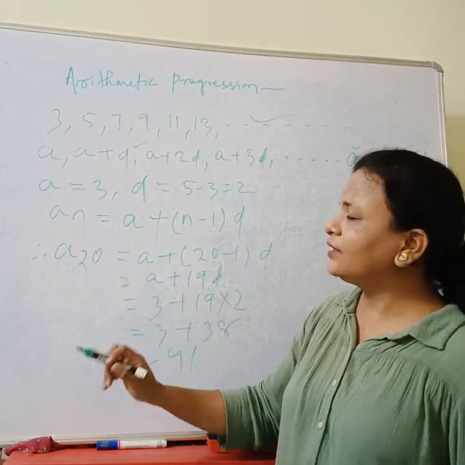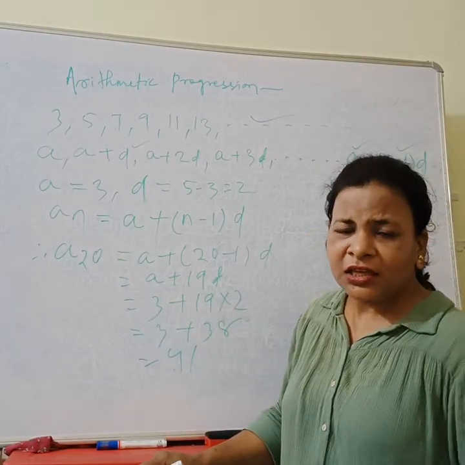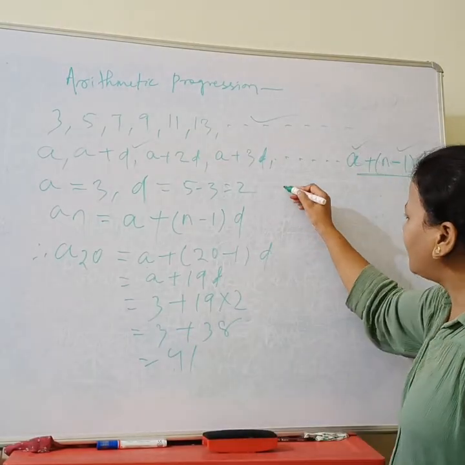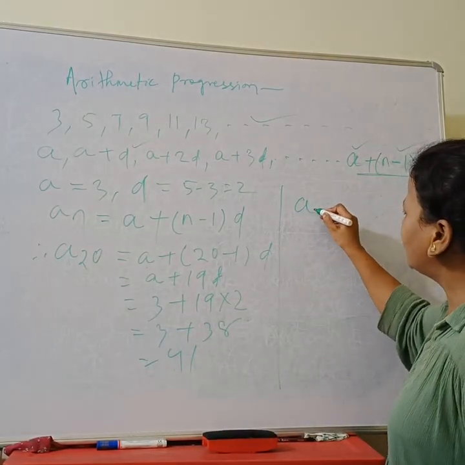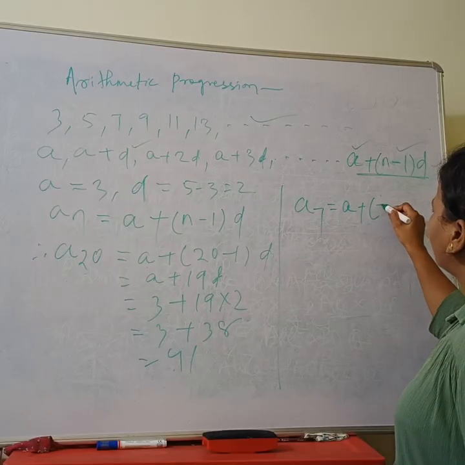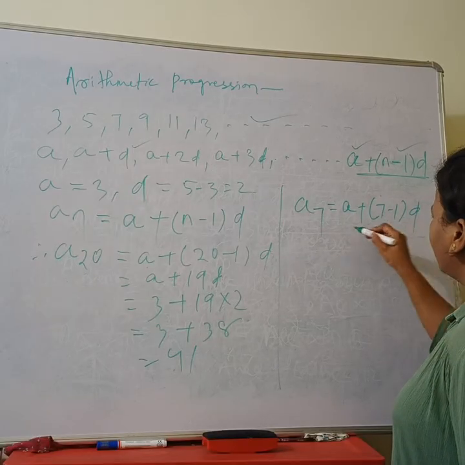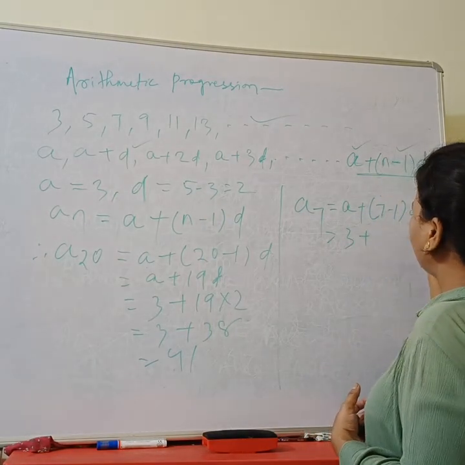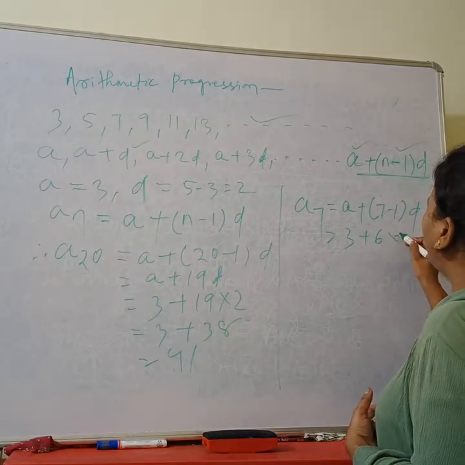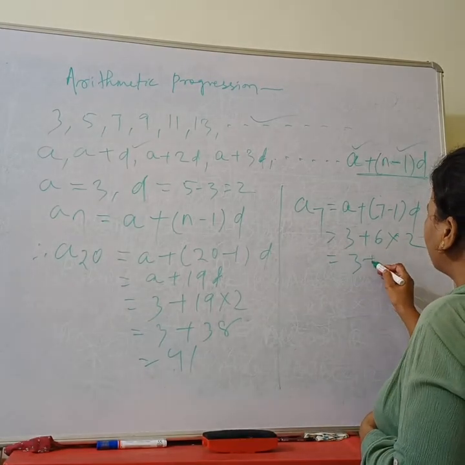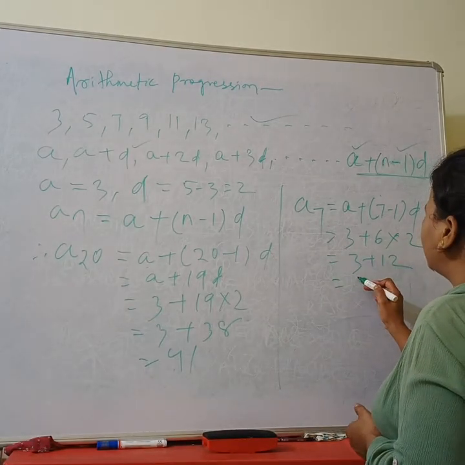I got the 20th term by applying this formula. If you want to find the 7th term, easily you can apply the same formula. A7 equals A plus 7 minus 1 into D. In place of A you put 3, and 7 minus 1 is 6, 6 into the D value. The value of D is 2. So 3 plus 6 times 2 is 12, that is equal to 15.